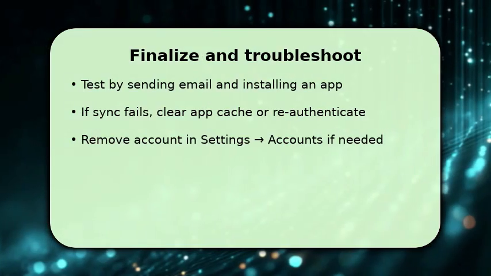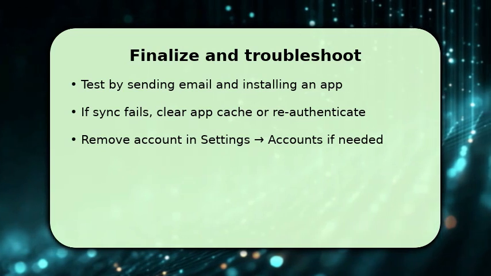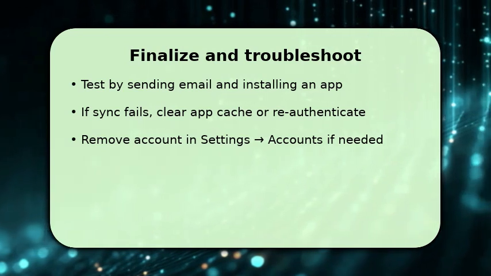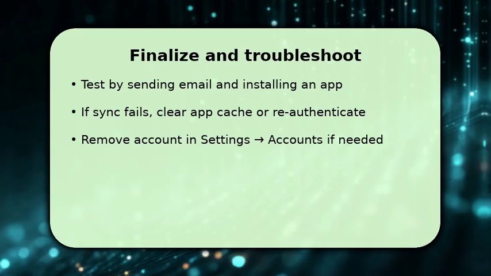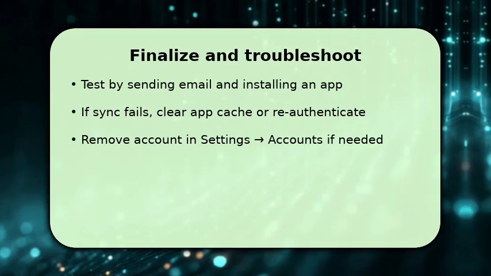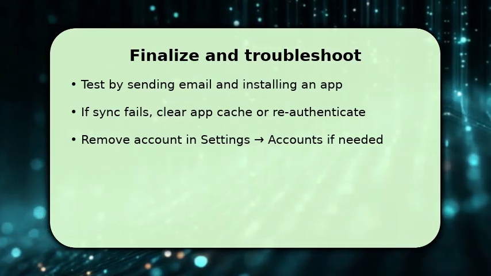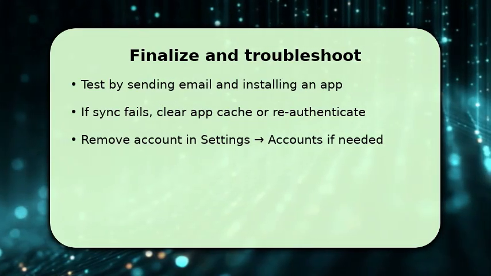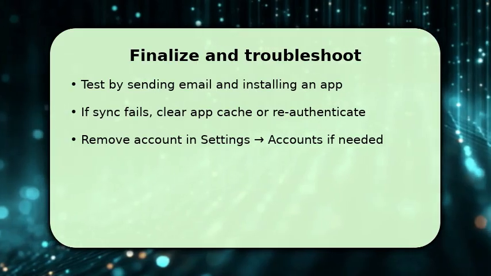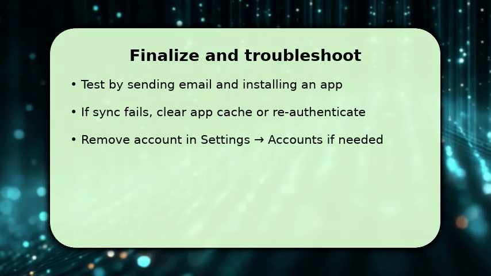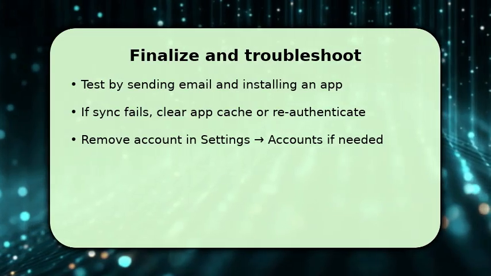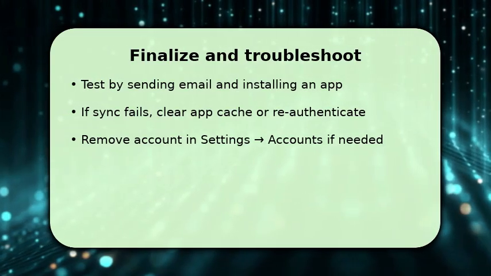To finish, test both accounts. Send an email from each and install a free app to confirm Play Store association. If something fails, make sure sync is enabled, then re-authenticate the account in Settings. If that doesn't work, clear the Google Play services and affected app cache and reboot the phone. If problems persist, remove the account and add it again.